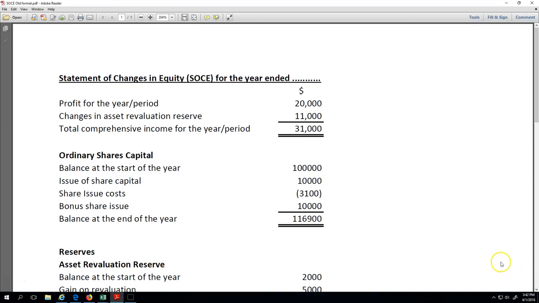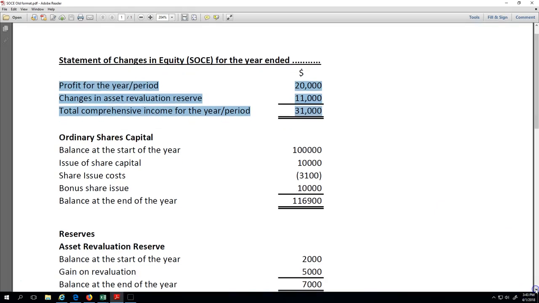Hi, so welcome to Part C, so to speak, the format for SOCE in vertical format. So vertical format will have a little bit more things to write, but you still have to remember the flow of the thing. So the first flow will be talk about the profit plus the changes in asset revaluation reserve to find the total comprehensive income for the period. That is a must. If you forgot this, again, there's a minus 1 mark because it's all about formatting.